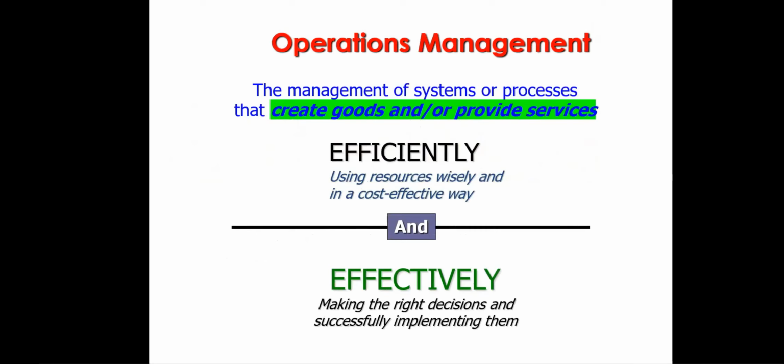What is operation management all about? It's about a system and a process that creates goods or services. So it is the management of a system or process that creates or transforms inputs into goods or services. The objective of operation management is to use resources efficiently, wisely and cost-effectively, making the right decisions and successfully implementing them. That's what they want out of operation management.